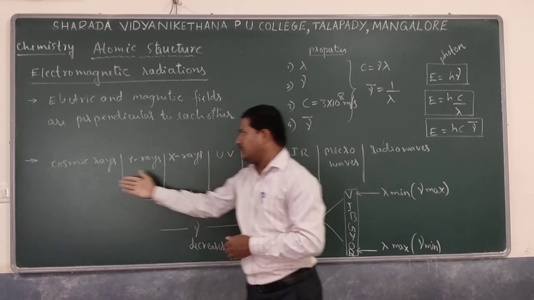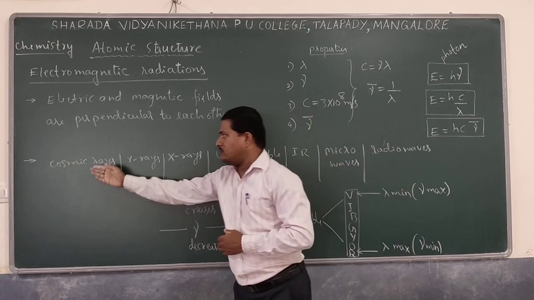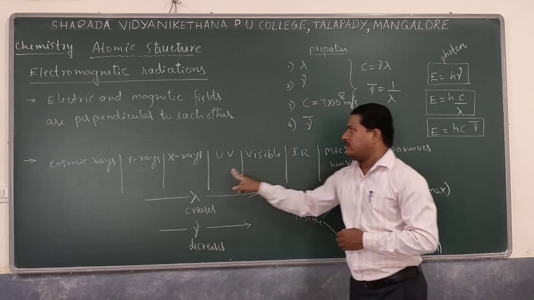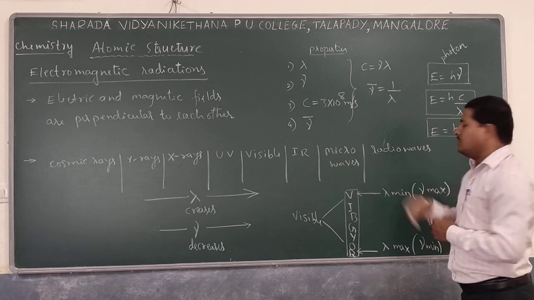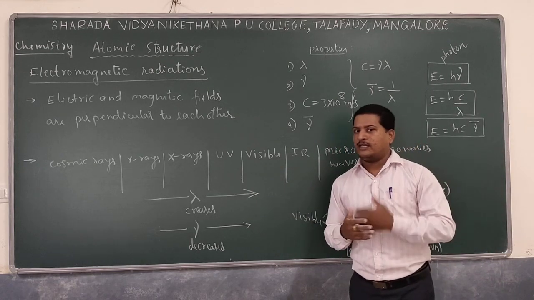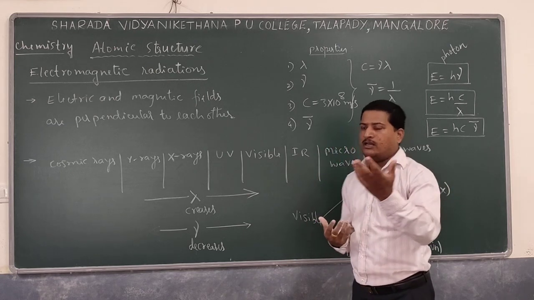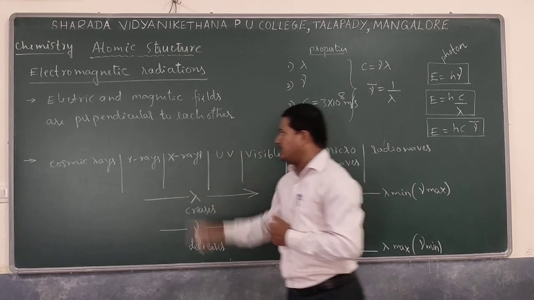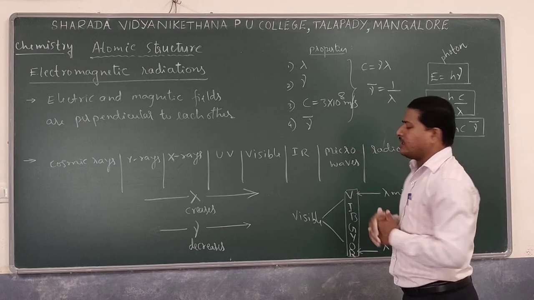So let us see the different kinds of electromagnetic radiations present. Starting from cosmic rays, gamma rays, X-rays, ultraviolet, visible, infrared, microwave, and radio waves. These are the electromagnetic radiations one can find in ordinary life. It is sunlight, and also light that comes out from glowing objects. Okay. So cosmic rays, gamma rays, X-rays, ultraviolet, visible, infrared, microwaves, and radio waves.